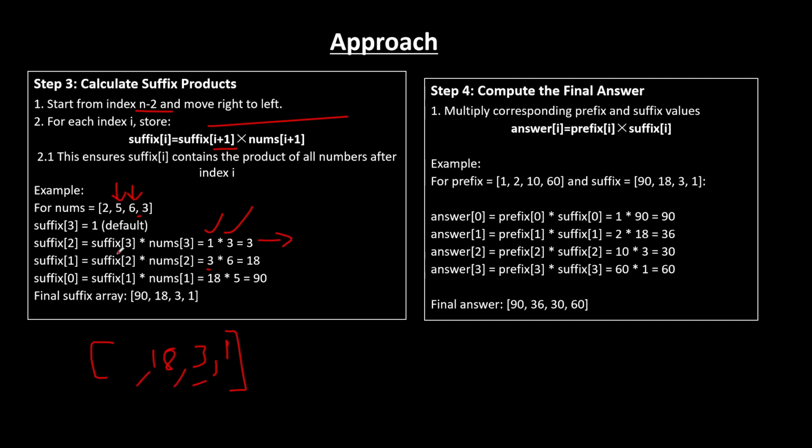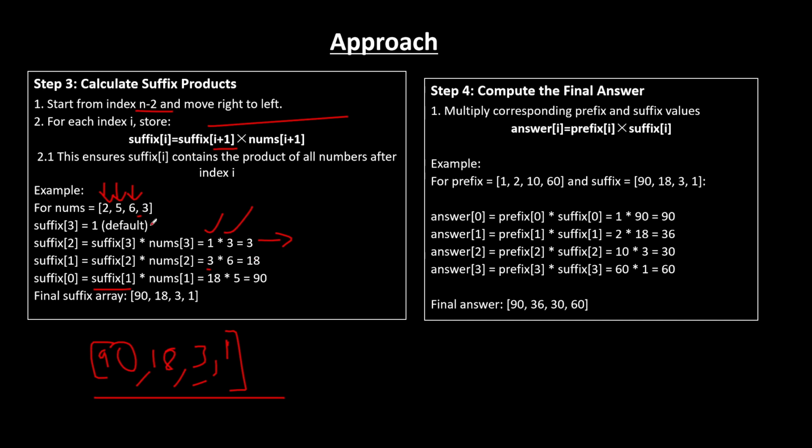After that, we will come here. What is the value of suffix of 1? It's 18. And nums 1 is 5, which is 90. So we get 90, 18, 3 and 1. So I hope you understand the logic or the concept of how suffix and prefix multiplication is working.